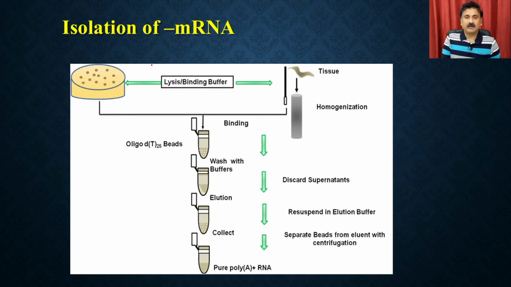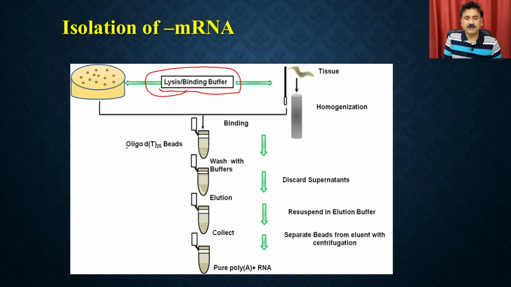How are you going to isolate it? First, the first step is that you are going to lyse the cells. We have already discussed this step when we were discussing the DNA. So you are going to homogenize if it is a tissue or a hard material.